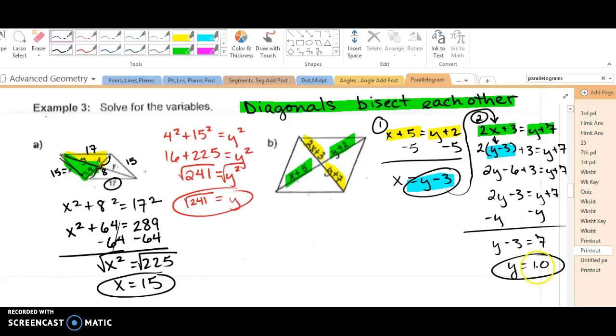But wait, there's more. We still have to solve for x. So all you're going to do is, now that we know y is 10, plug in 10 for this y here, and x equals 7.